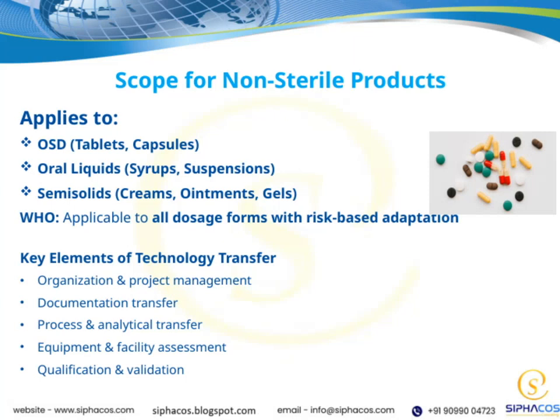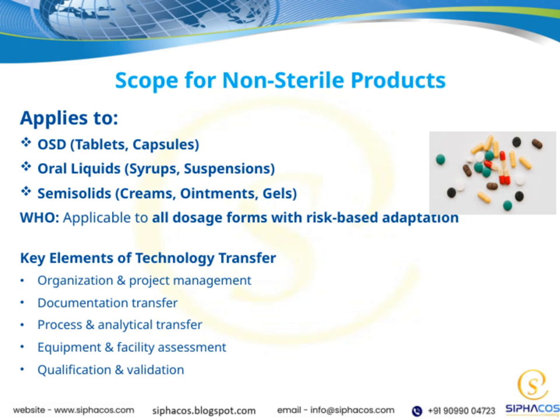Let's take a closer look at the scope for non-sterile products. This applies to a variety of dosage forms such as OSD, which includes tablets and capsules, as well as oral liquids like syrups and suspensions. It also covers semi-solids, which are creams, ointments, and gels. The World Health Organization emphasizes that this scope is applicable to all these forms, especially when a risk-based approach is used to adapt the transfer process.